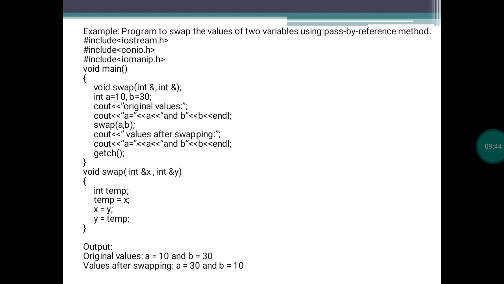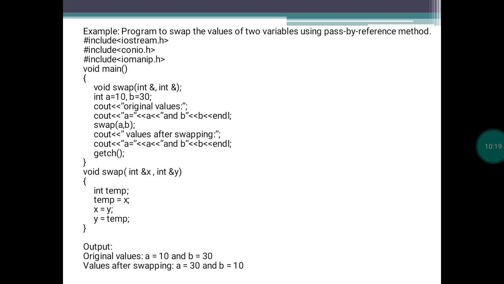Ampersand x means what? We are referring to the address of a. Ampersand y, it means what? We are referring to the address of b. So here we are referring to the two variable addresses. One is a and second is b. Okay, we are accessing two variable values, a and b.